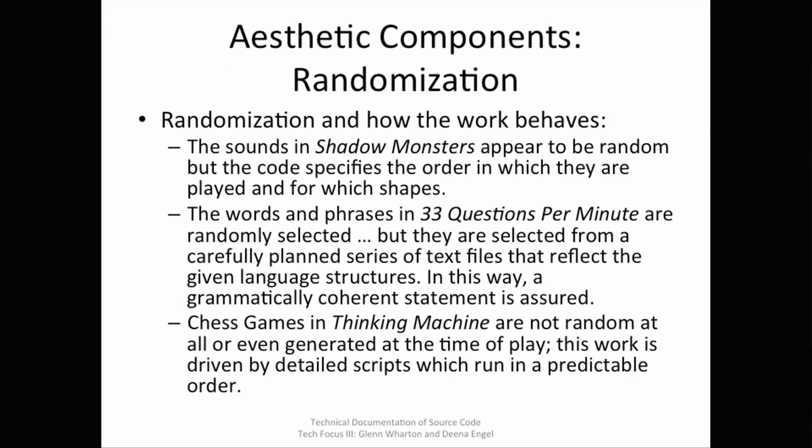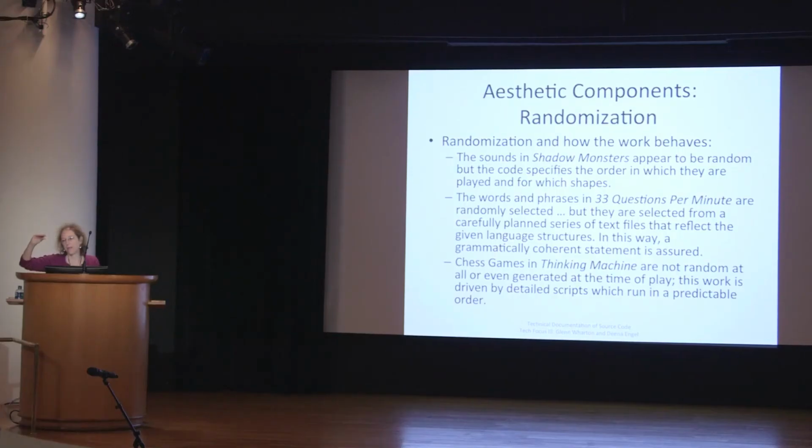Randomization plays a very important role in how an artwork behaves. In some cases, for example in Shadow Monsters, the sounds that are selected appear to be random, but in fact, they are played in a very specific order and selected in a very certain way. So if you were to make a very small mouth like this, it would probably be one of the higher pitched sounds, but in fact, they are picked in a specific order.